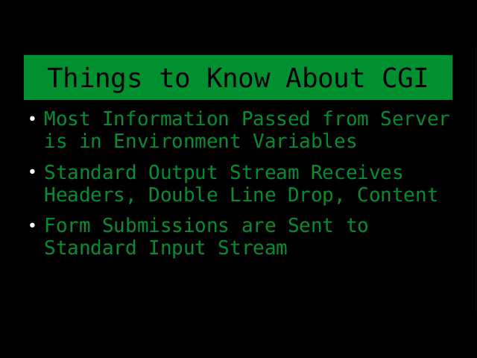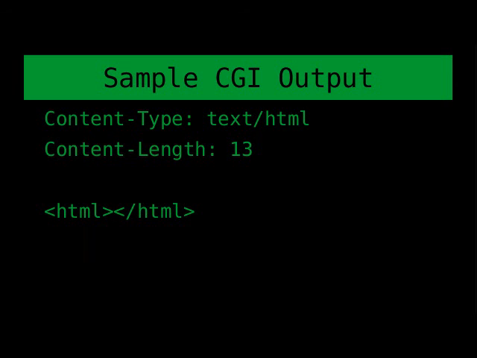It needs to read the environment variables, not the command line arguments. It's looking for environment variables. It's going to look for the standard input for any of the form submissions or file uploads, and then do the output with the headers, double line drop, content. So here's a sample of your output, where I talked about where that content type is required. Without that content type and that double line drop in there, this is not valid.